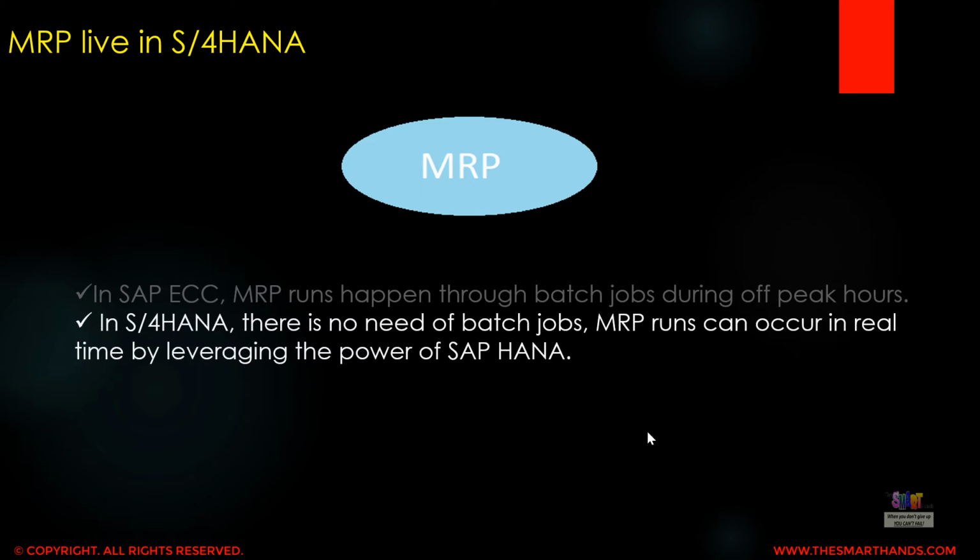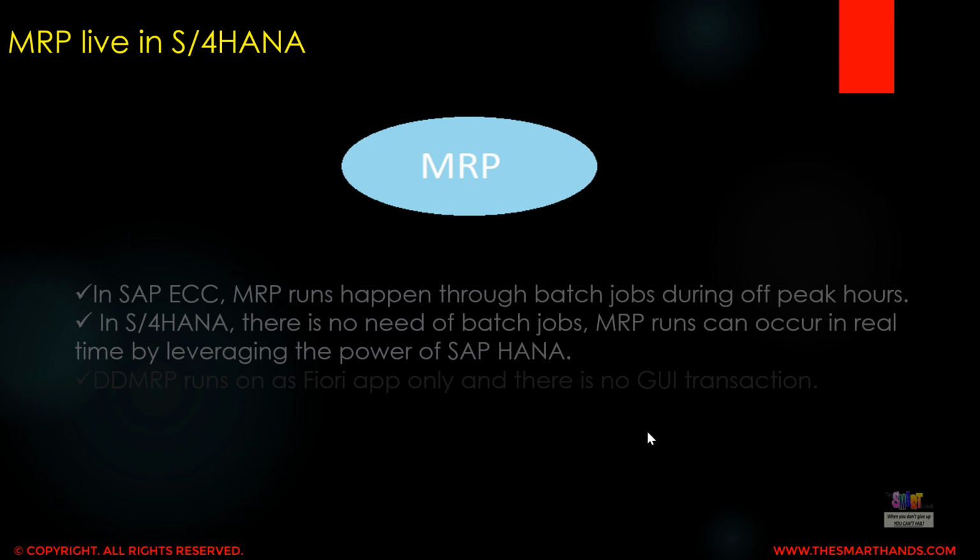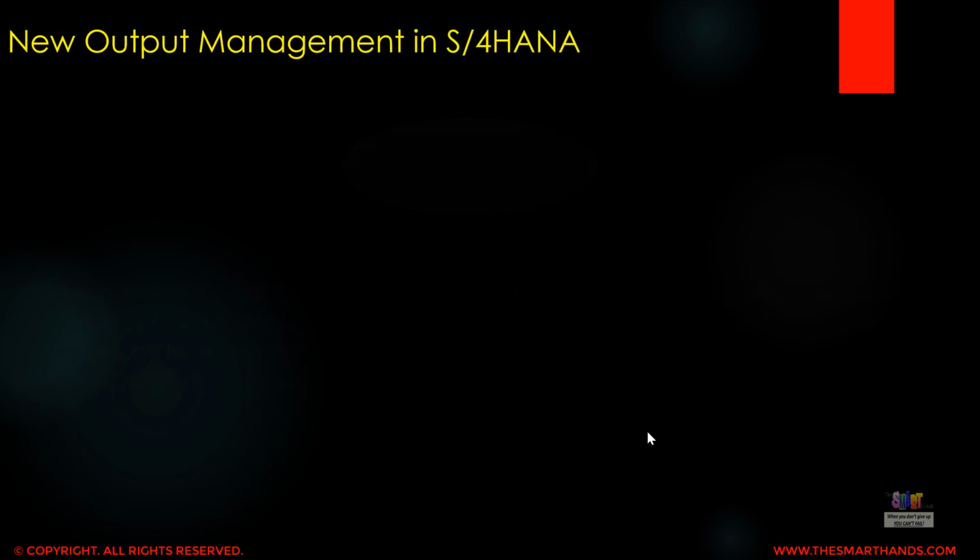In S4 HANA, there is no need for batch jobs. MRP runs can occur in real time by leveraging the power of SAP HANA. That means we do not need to wait for the night time when the system is not busy, so that we're not putting a lot of load on the system. We can run MRP any time of the day. Because of HANA, it's very quick, very fast, and doesn't put a lot of load on the system. DDMRP is a new thing, we'll talk about it later on. It is launched with the Fiori app only, and there's no GUI transaction for DDMRP. So we'll talk more about MRP Live later on.